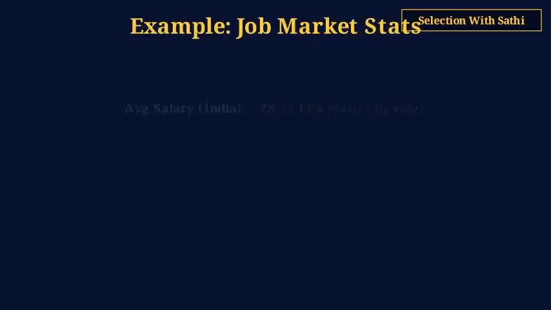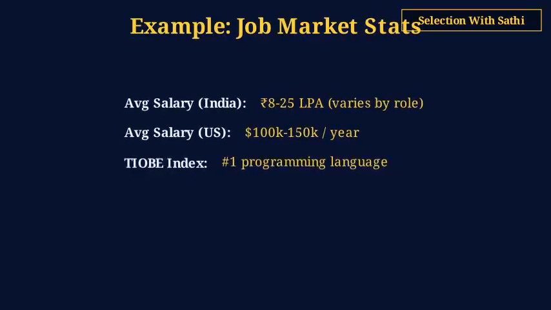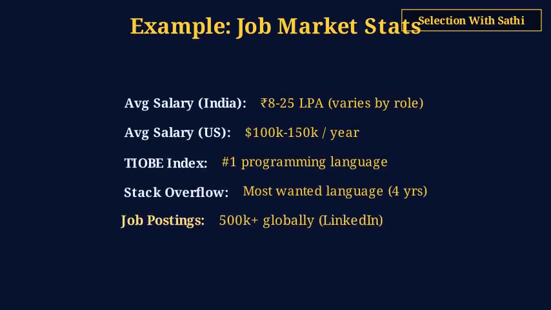The job market for Python developers is extremely strong. In India, a fresher Python developer can expect 6 to 12 lakhs per annum, while experienced developers earn 15 to 30 lakhs or more. Globally, the average is about $120,000 in the USA. Python has been the #1 language on the TIOBE index and the most wanted language on Stack Overflow surveys since 2019. With the AI and machine learning boom, Python job postings have grown over 40% year-over-year.